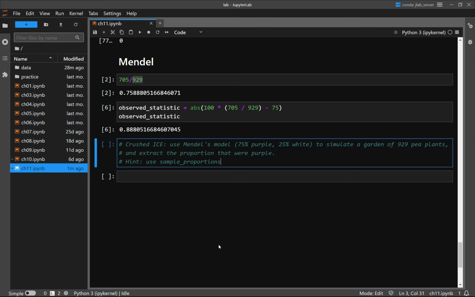And then when you call sample proportions, it's going to give you back an array, right? An array with a couple things in it, like the proportion in the sample that were white flowers, the proportion that were purple flowers. If you want to go to a specific piece of that, it's the dot item, right? Dot item 0, 1, 2, 0, 1, 0 the first thing, 1 the second.